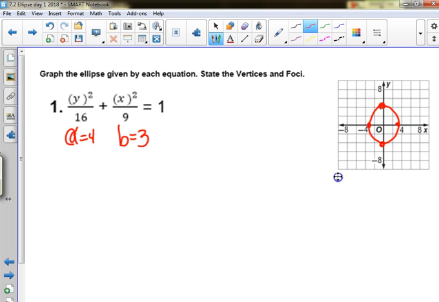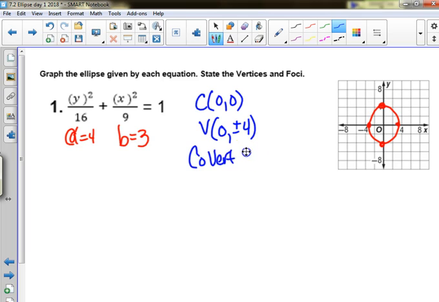That one looks almost like a circle, especially on this graph paper. So the center was 0, 0. The vertices are which ones, guys? Vertices versus co-vertices. Vertices are the longer ones out, so they would be at 0 and plus or minus 4. I'm not going to bother to write it twice. The co-vertices are at plus or minus 3, 0, right? We went out 3 that way.